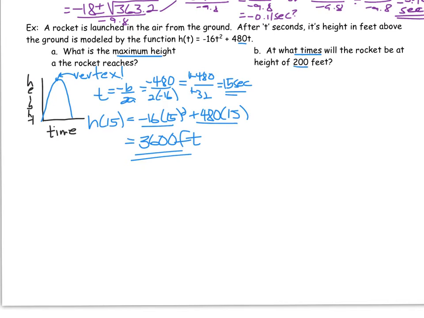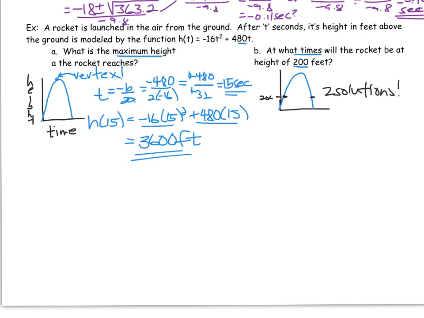So now in our picture, we don't necessarily want to know the maximum, we want to know when it reaches a specific height. So we think about the path that the rocket takes. Again, we said it'll go up and come down. If it reaches a maximum height of 3,600, 200 is going to be down here somewhere. So notice that it reaches it over here on the left side and the right side. We might have 2 solutions for this answer.